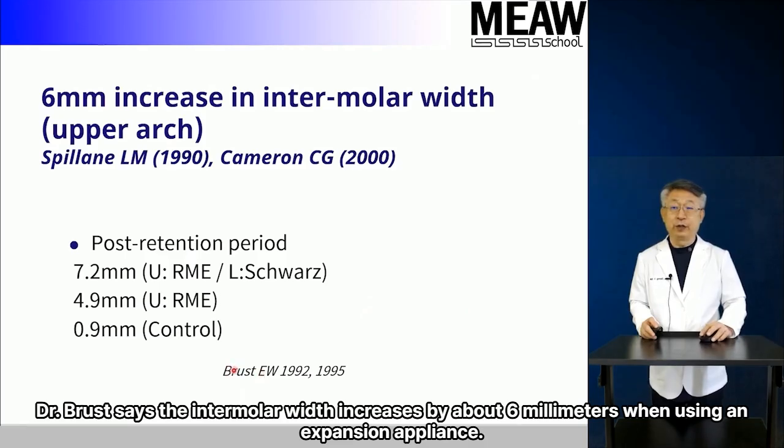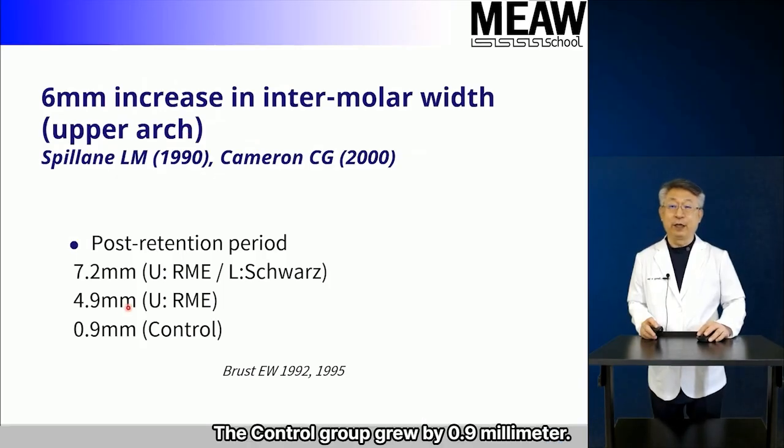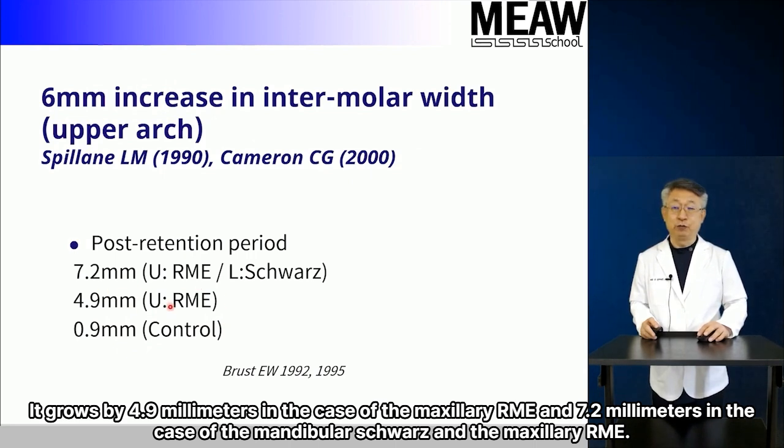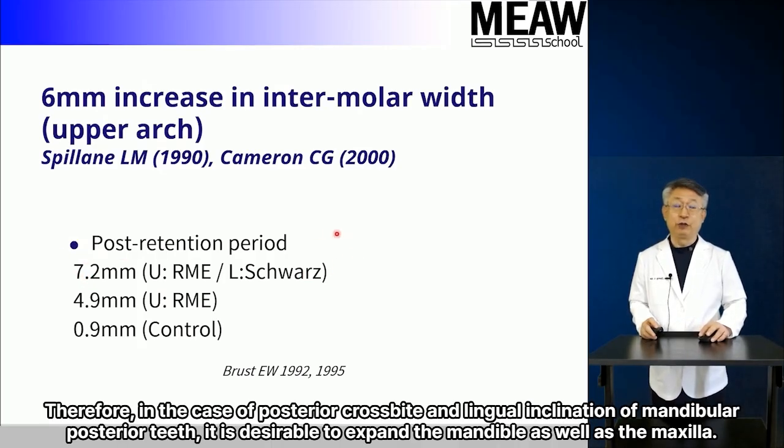Dr. Bruce says the intermolar width increases by about 6 millimeters when using an expansion appliance. The control group grew by 0.9 millimeter. It grows by 4.9 millimeters in the case of the maxillary RME and 7.2 millimeters in the case of the mandibular Schwartz and the maxillary RME. Therefore, in the case of posterior crossbite and lingual inclination of mandibular posterior teeth, it is desirable to expand the mandible as well as the maxilla.